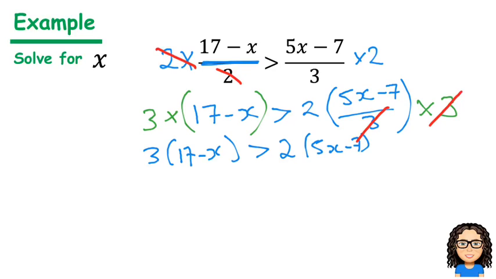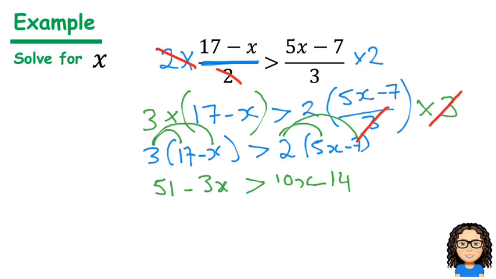Okay, now I've got rid of the fractions at least. I still haven't finished solving it, but at least I've got rid of the fractions. So let's do our next step. Let's expand our brackets out. We're going to do 3 times 17, which is 51, minus 3 times x, which is 3x, is greater than 2 times 5x, which is 10x, minus 2 times 7, which is 14.